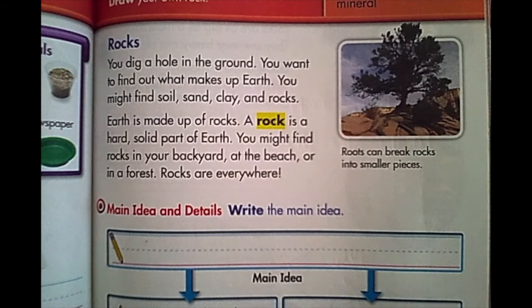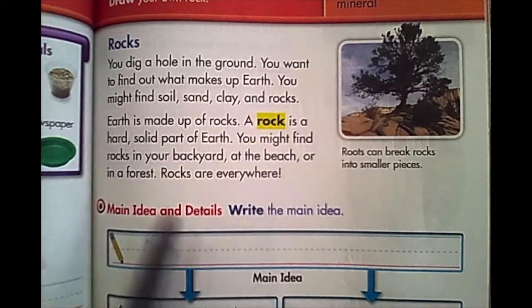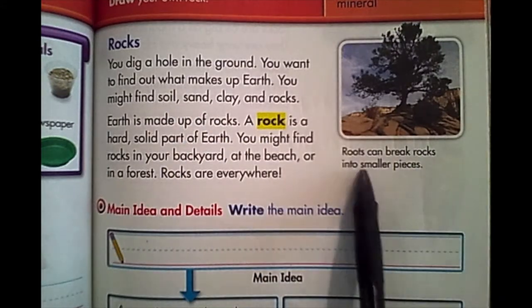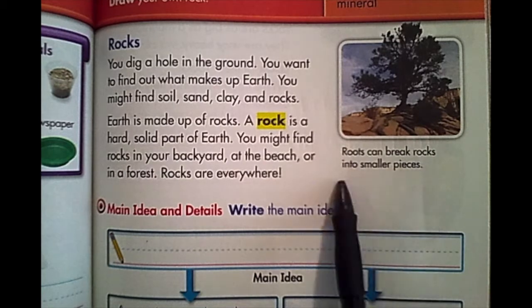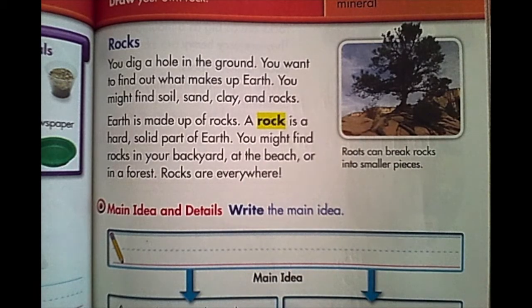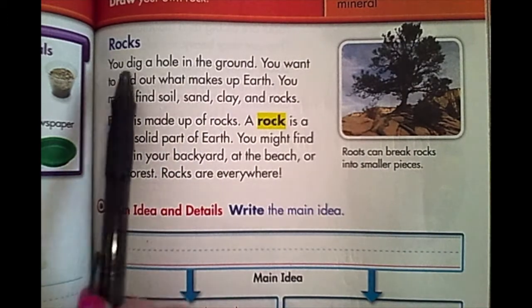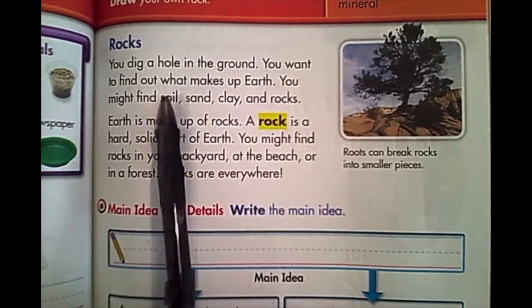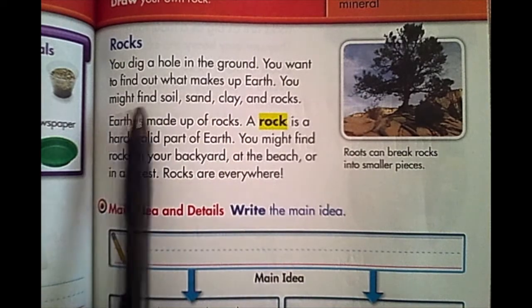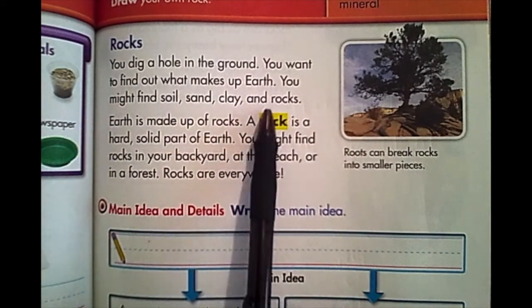Let's look on page 173 so we can read about rocks. And let's look at the picture first. It says, roots can break rocks into smaller pieces. Rocks. You dig a hole in the ground. You want to find out what makes up Earth. You might find soil, sand, clay, and rocks.